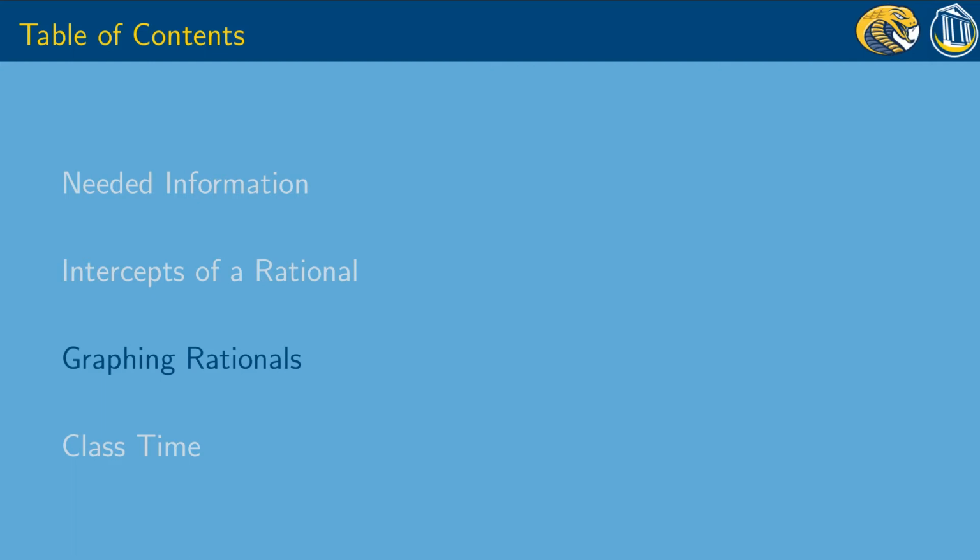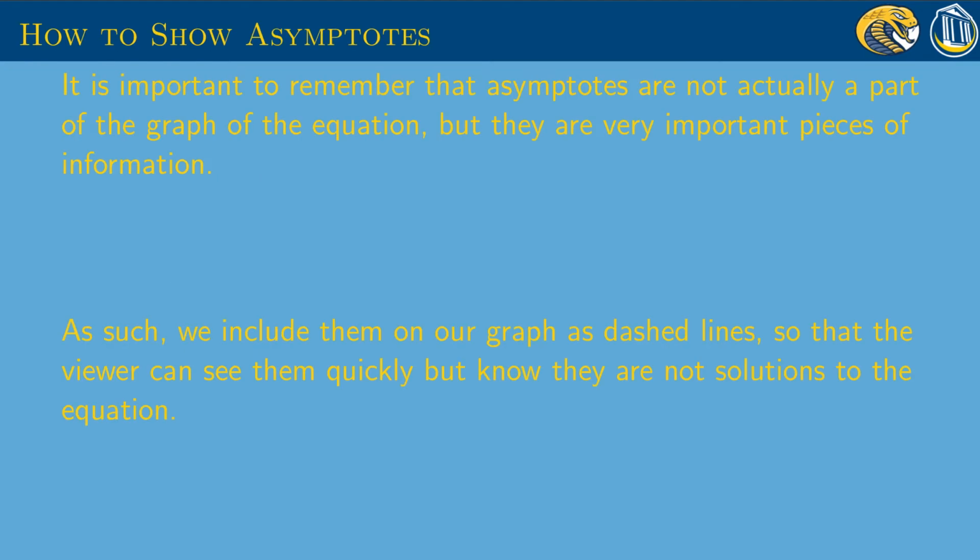Let's put this all together and talk about how to graph rational functions. One thing to note is that for our vertical, horizontal, and slant asymptotes, although they're not part of the function, they're worth including because they tell the reader what the function is getting closer and closer to. That means that when we graph them, we can either graph them in a different color or with dashed lines so that the viewer can see that they're part of the graph, but they're not actually part of the equation.